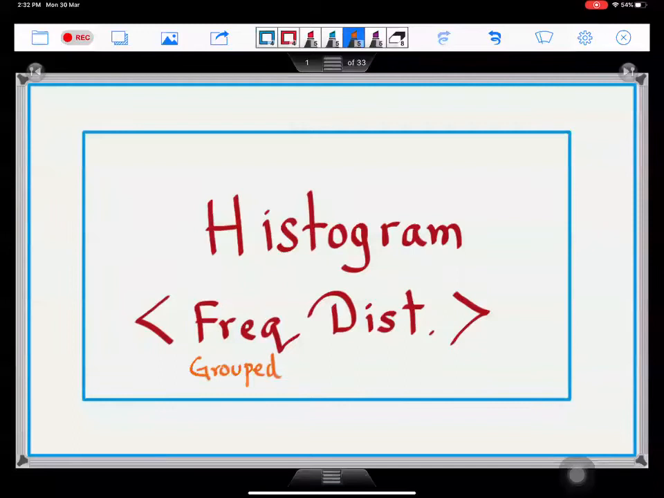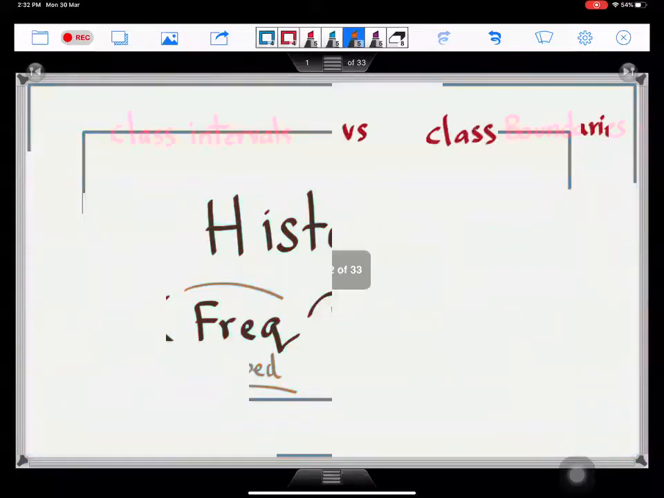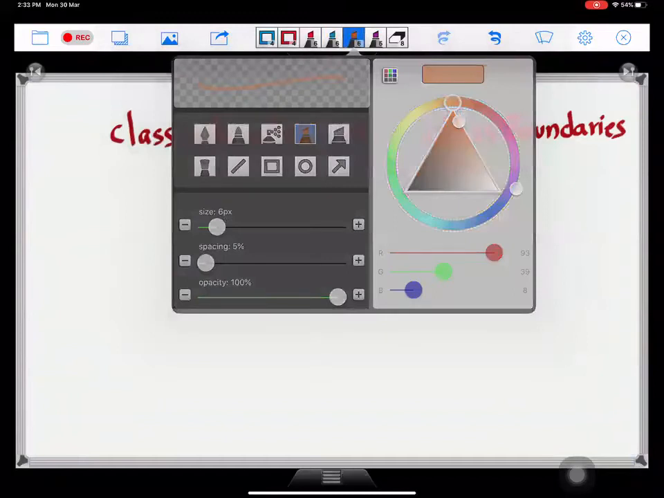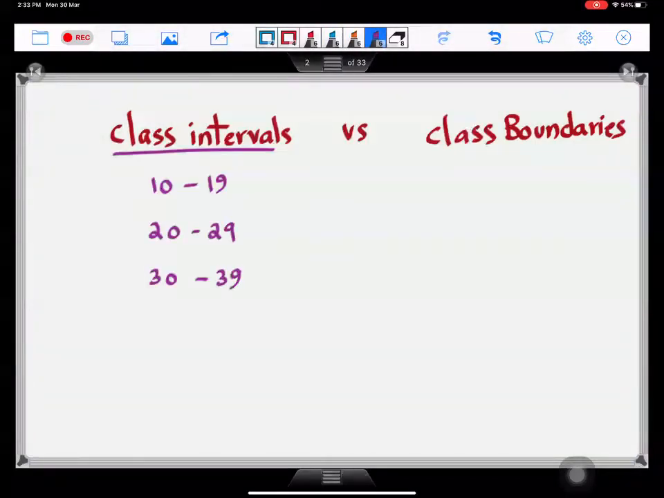What do we mean by grouped frequency distribution? Data that is there in terms of class intervals, in terms of class boundaries. That leads us to the very first question. What's a class interval, a class boundary? Let's see. Class interval is something like 10 to 19, 20 to 29, 30 to 39, and so on. Right now, we are not discussing whether it's equal class intervals of equal width or unequal width. We are not talking about that right now.